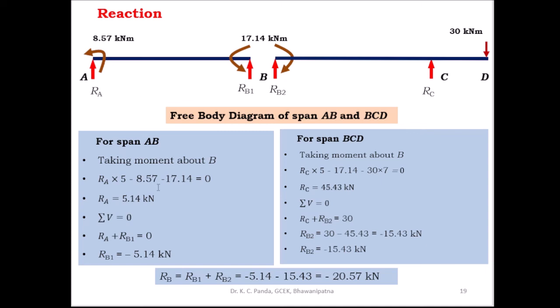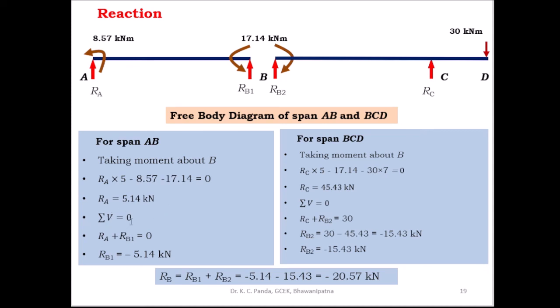For span AB, taking moment about B: RA into 5 minus 8.57 minus 17.14 is equal to 0. Due to this reaction, the moment is RA into 5 clockwise, and the given moments are anti-clockwise, minus 8.57 and minus 17.14, equal to 0. So RA is equal to 5.14 kilonewton.